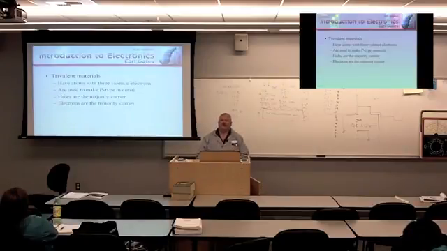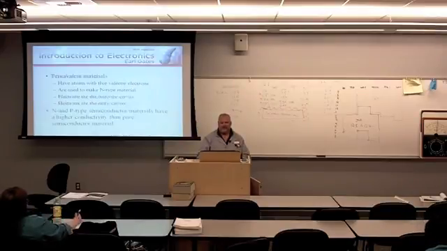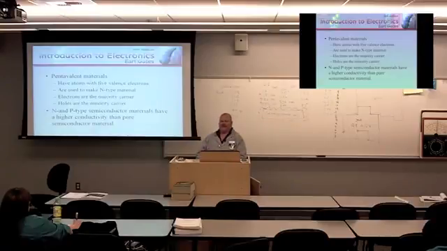The dopants that we use, trivalent materials, have atoms with 3 valence electrons. They're used to make p-type material. Holes are the majority carrier. That makes electrons the minority carrier. Pentavalent materials have 5 valence electrons. They're used to make n-type material. Electrons are the majority carrier. Holes, therefore, are the minority carrier.